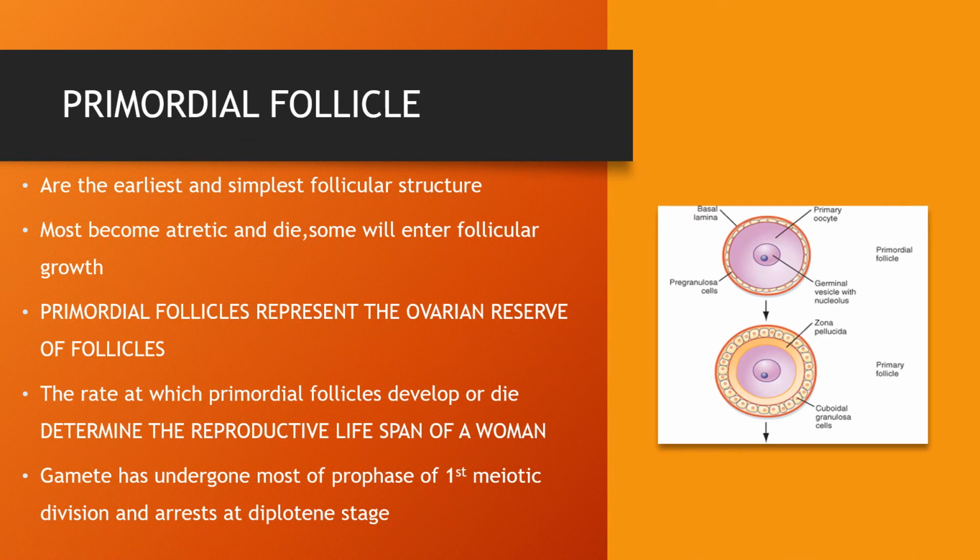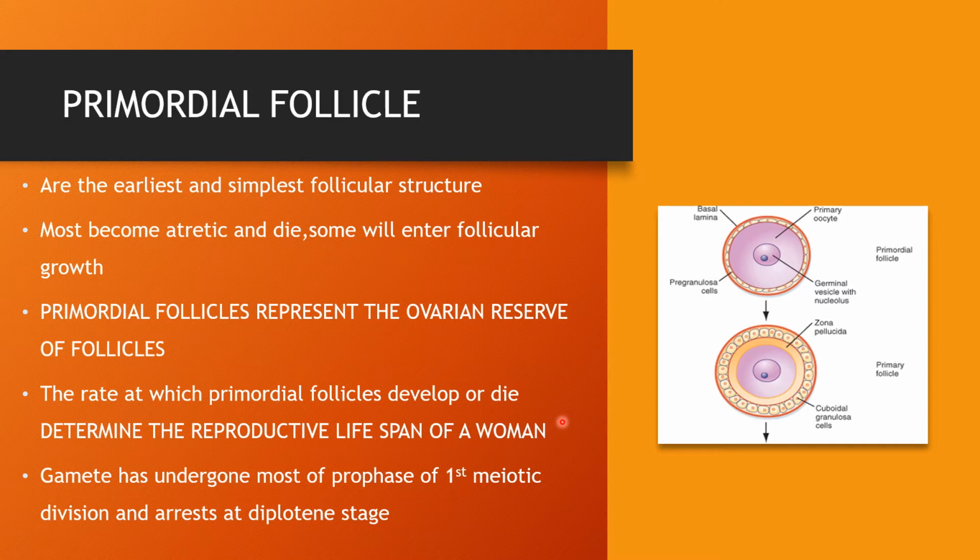And the primordial follicles are the earliest and simplest follicular structure. They represent the ovarian reserve of the follicles. The rate at which primordial follicles develop or die will determine the reproductive lifespan of a woman. Unfortunately, the reproductive lifespan of a woman is limited.